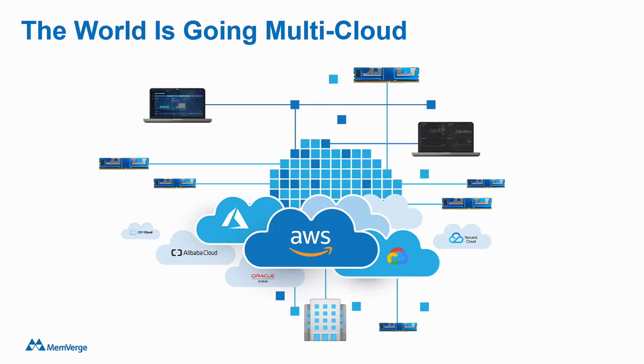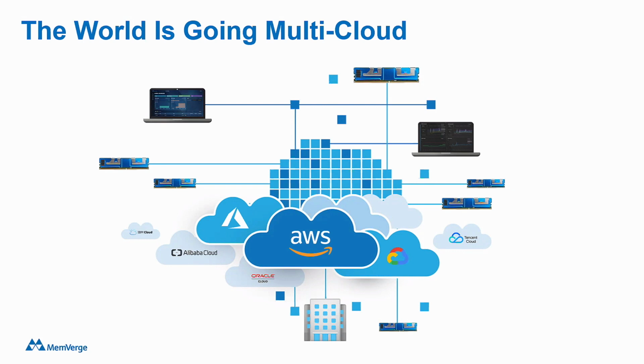As we know, the world is going to an infrastructure that's dominated by cloud service providers. There are major cloud services such as AWS, Azure, Google, as well as other clouds in other geos. But there are also smaller clouds as well as on-prem data centers that are going to make up this multi-cloud world that we are going into.